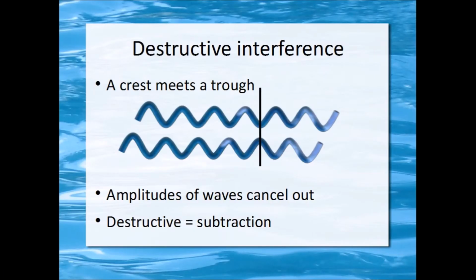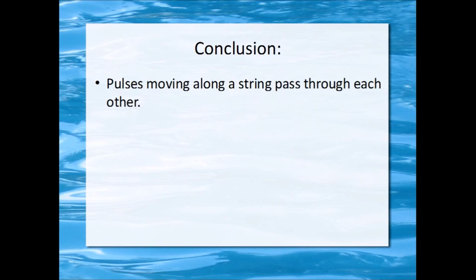This is destructive interference, where instead of the amplitudes adding up, they subtract or cancel out completely. The crest of one wave coincides with the trough from another. The two waves are out of phase. What may we conclude from all this?